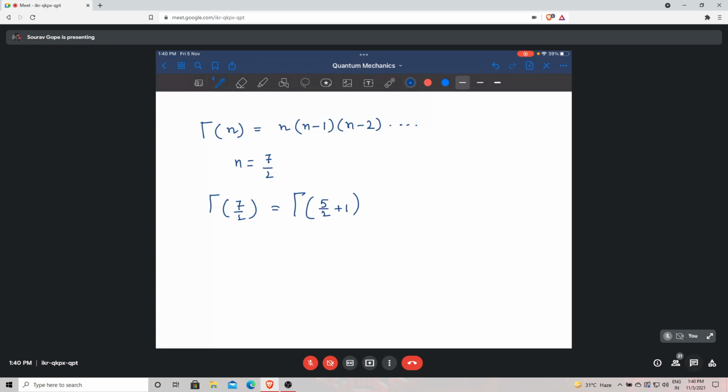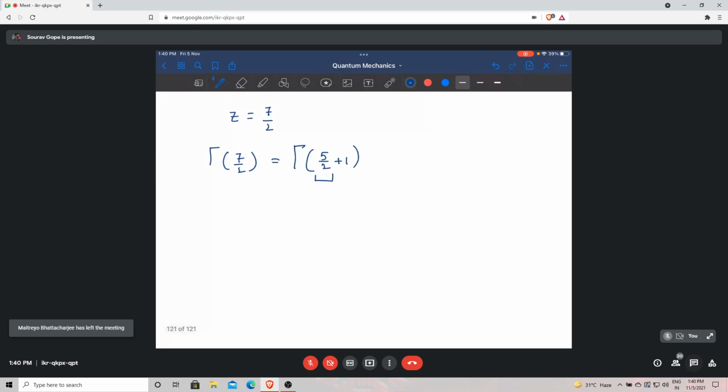Then our n, not necessarily n, n is a very specific kind of thing reserved for natural numbers, so suppose I call it z. This is our z. Now z plus 1, how can I write this? 5 by 2 gamma 5 by 2. I can write it this way.